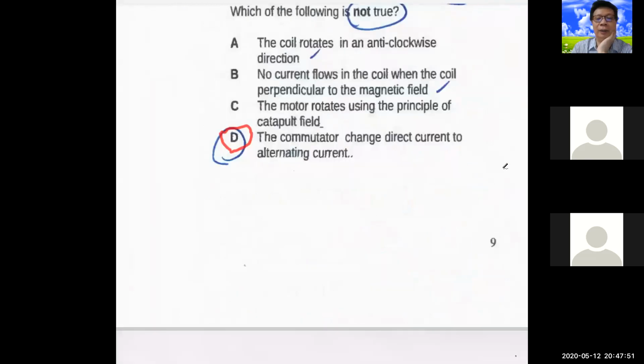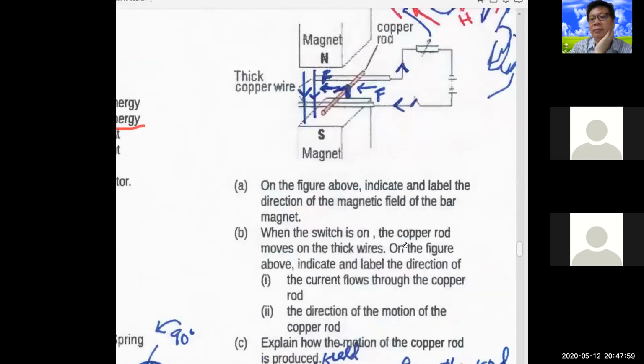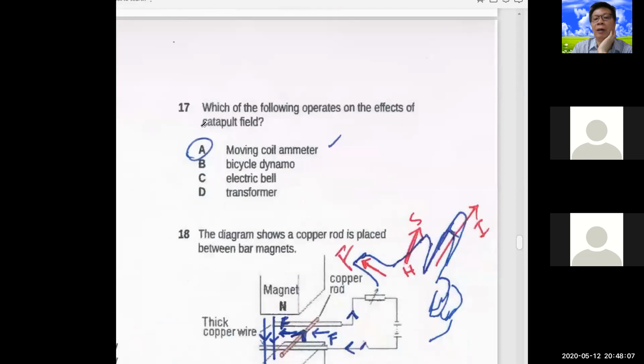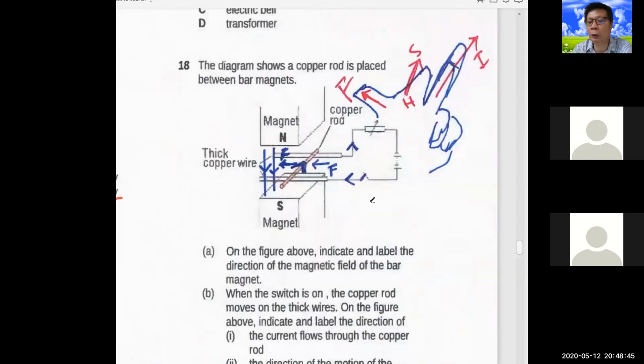Okay, question number 17. Okay, next question. Which of the following operate on the effect of a current-carrying conductor in a magnetic field? Okay, this means a magnetic force. When you see these words, it means the magnetic force produced by current flowing through the magnetic field. The ones using this effect are the moving coil ammeter, correct? We have learned four, right? Moving coil ammeter, DC motor, AC motor, and moving coil loudspeaker, correct?